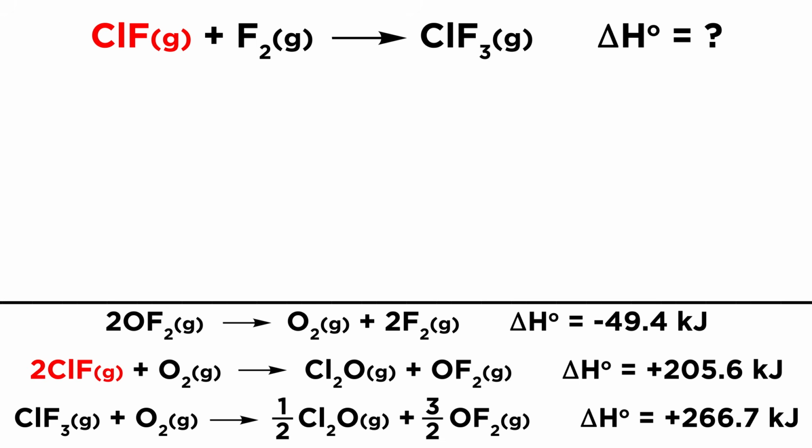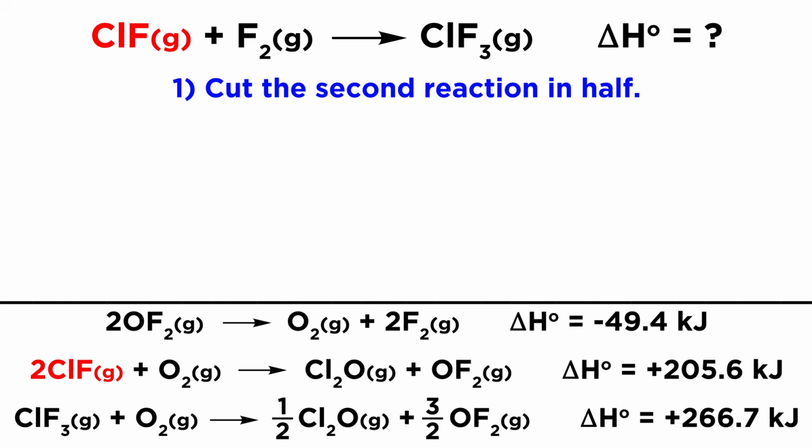Well, the second equation has 2 ClF. So there's that whole equation, but it has ClF in it. That's the only place we have it. So we know we need to use this equation. The problem is we have 2 ClF. We only want 1 ClF. So what should we do? Well, what we can do is we can cut it in half. We're going to cut it in half, meaning we can cut the stoichiometric coefficients in half, and we will therefore also cut the delta H value in half.